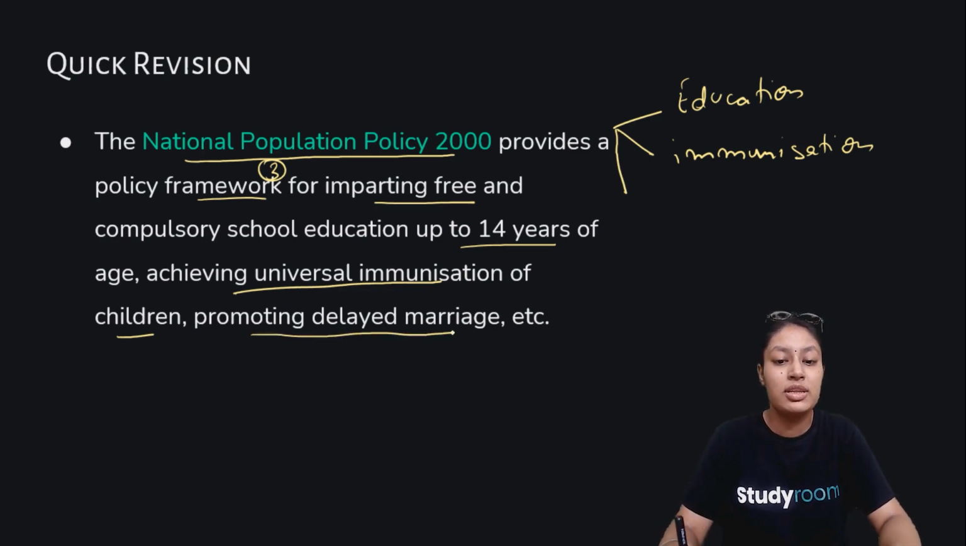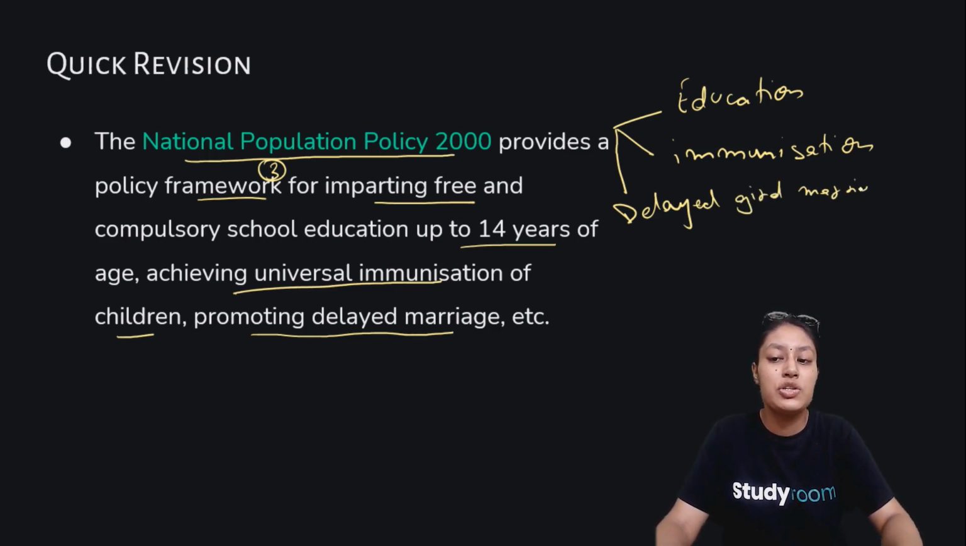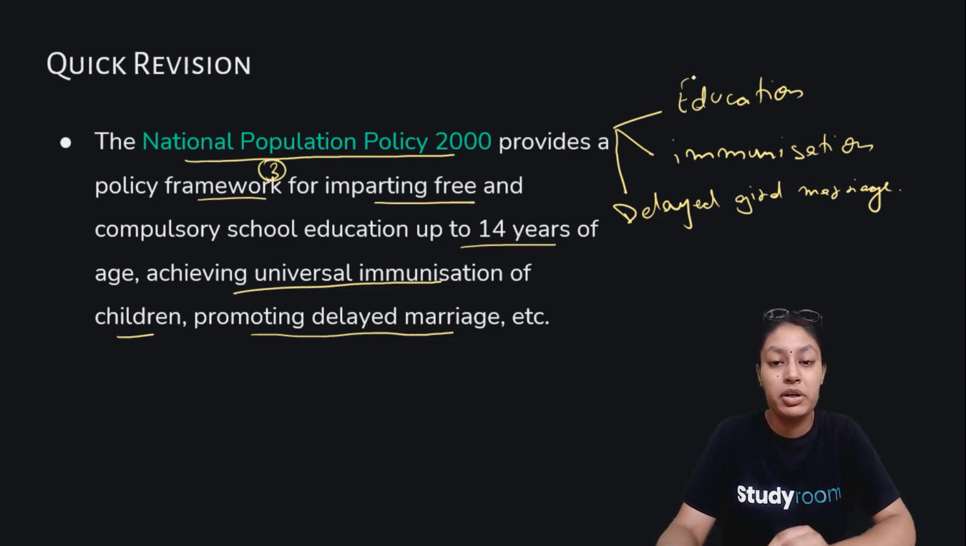Third and very important is promoting delayed marriage, specifically of girls. In our culture, in previous times, and today in some places too, girls were married at a very young age. Under this framework, the government has tried to protect this particular age group and sex, majorly girls, by promoting delayed marriage and prohibiting child marriage.